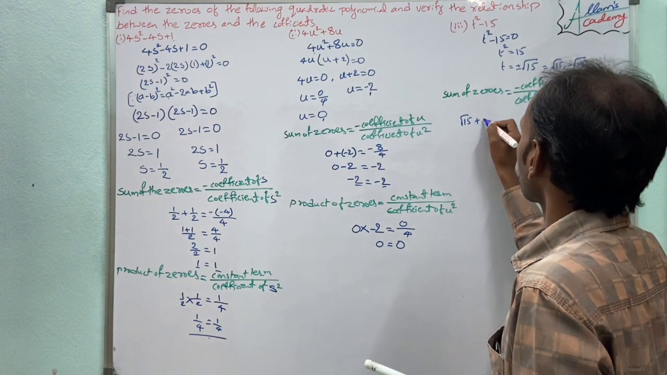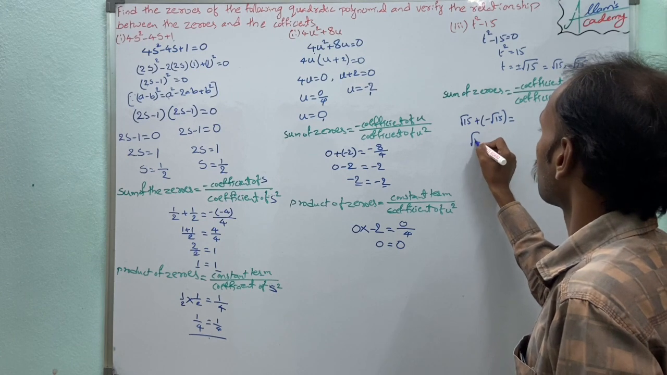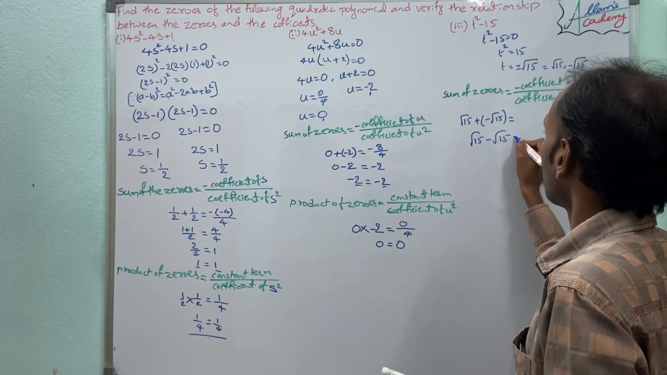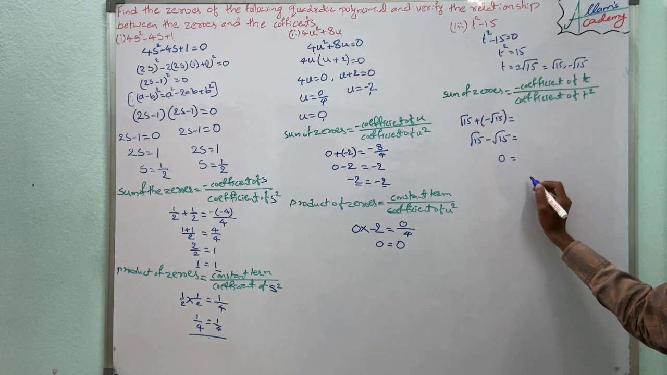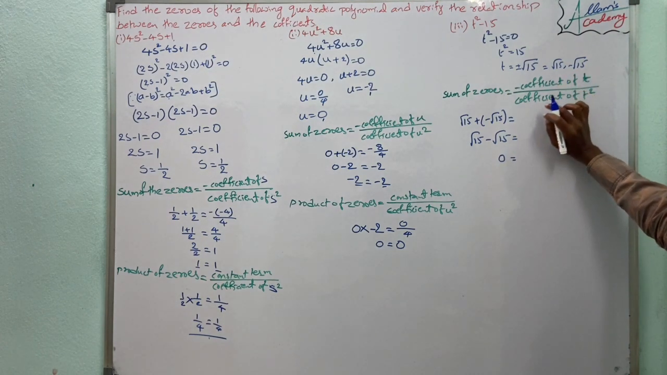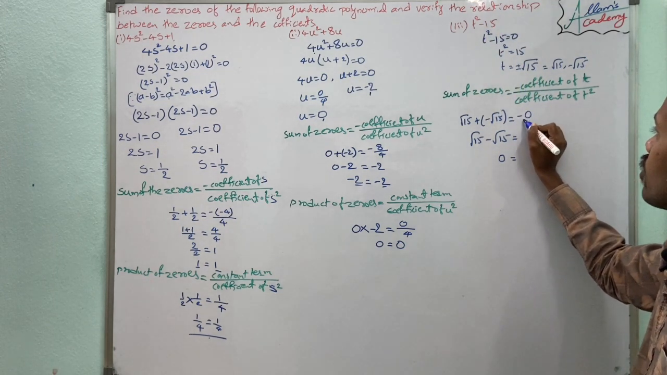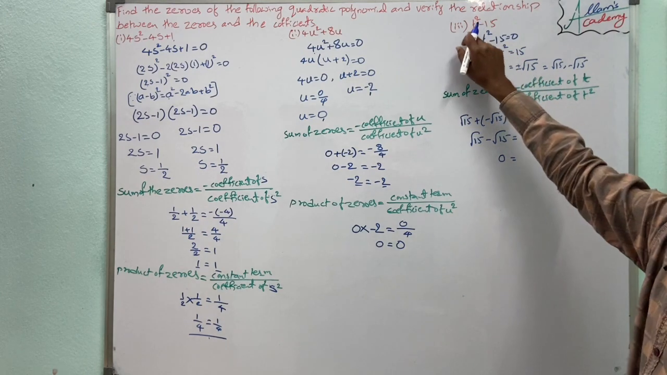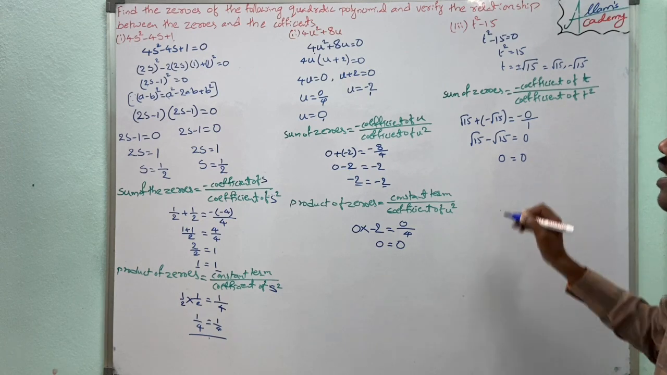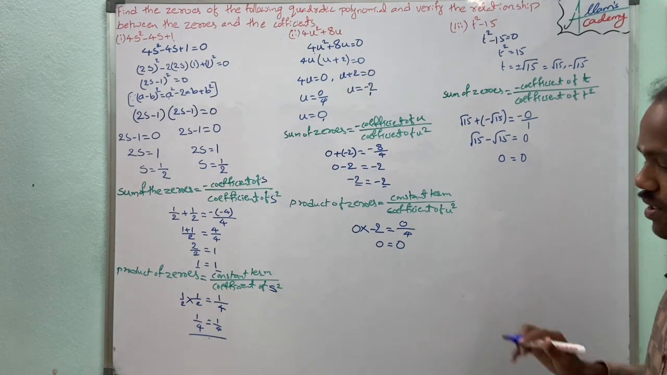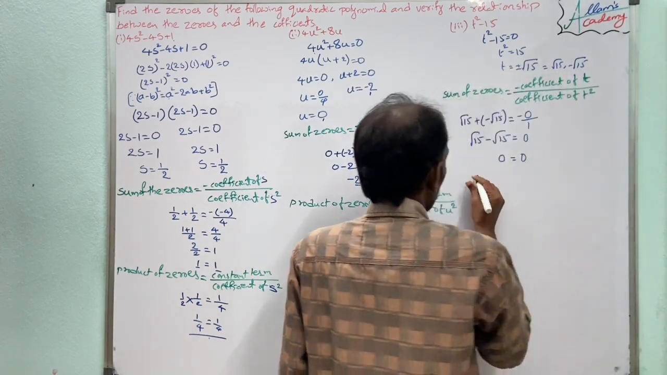adding the two zeros, plus root 15 plus of minus root 15, so plus into minus is minus, root 15 minus root 15 equal to 0 only, and coefficient of t, here the t term is not present, so that is 0, and coefficient of t square is 1, 0 by 1 means 0 only. So here the sum of the zeros and their coefficients relationship is correct only.